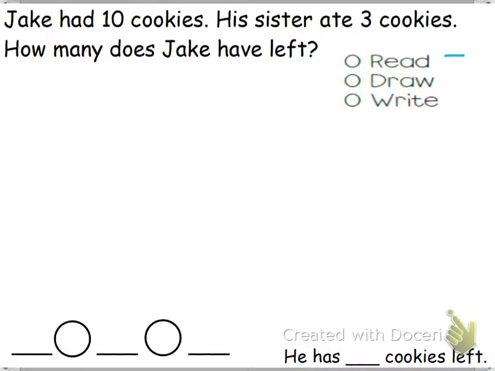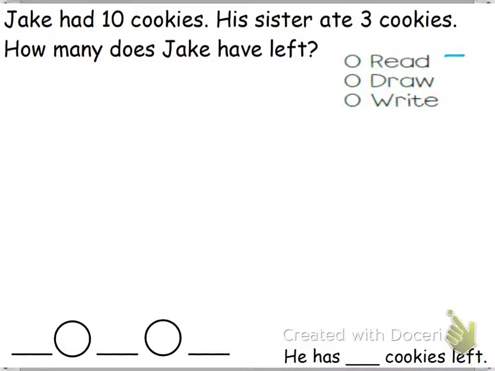So we know that we're subtracting here. So now, we know that the 10 cookies that Jake had is our what? It's our whole, right? And then his sister that ate 3, that's the part that we take away. So now it says Jake had 10 cookies because now we're chunking it, okay? So let's start chunking it. So Jake had 10 cookies.